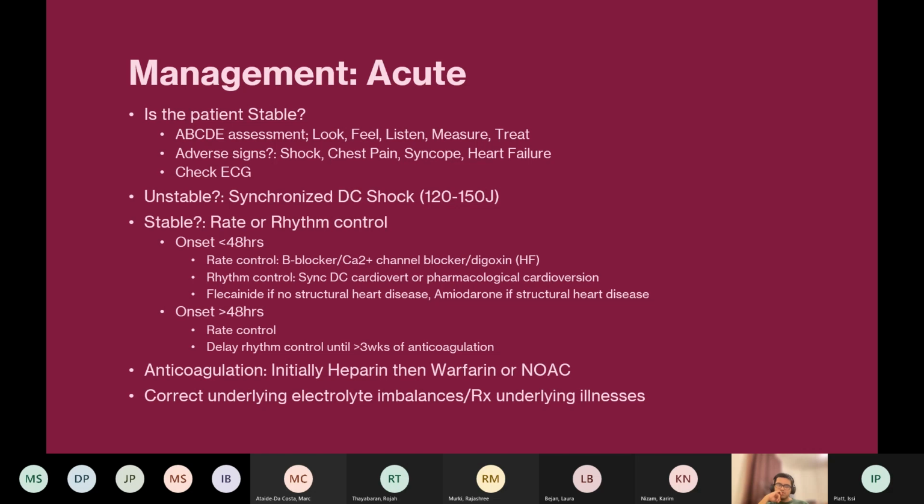If they're stable, it's a question of rate versus rhythm control. I always remember it as rate control first, and then you can rhythm control later down the line. Rate control, what do you think we're going to use to rate control a patient? What drugs can we give to a patient to slow their heart rate down?